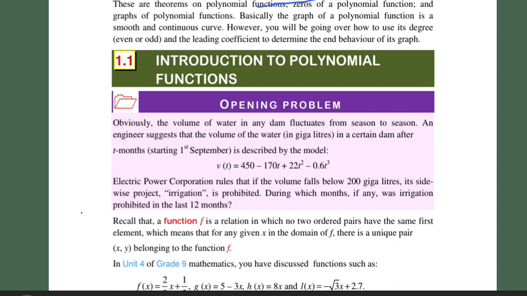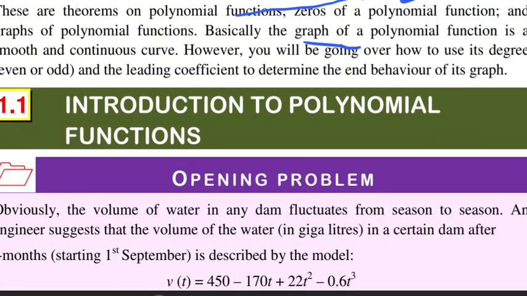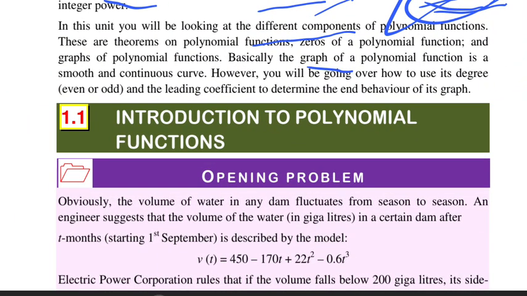Basically, the graph of a polynomial function is a smooth curve. The coefficient, however, you are going to see how to use it. The degree, even and odd, and the leading coefficient determine the behavior of its graph.